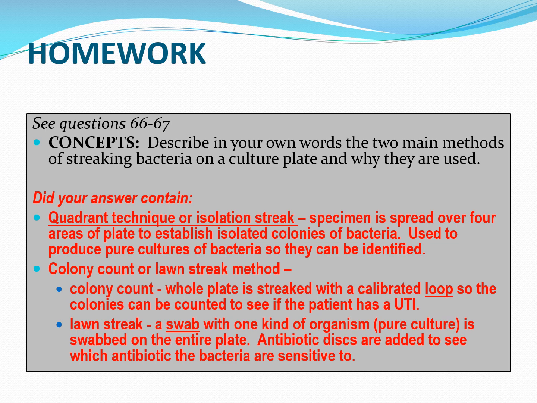Colony count or long streak method. Colony count is a whole plate streaked with a calibrated loop so the colonies can be counted to see if it's a urinary tract infection. Remember, we have a threshold. If it gets to X amount of colonies, then we say, yes, they have a urinary tract infection. If it's in a middle area, then we say that's a possible urinary tract infection. And if it's below that, then we say it is not a urinary tract infection. And remember, long streaking is a swab with one kind of organism from that pure culture swabbed onto the entire plate. Then antibiotic discs are added to see which antibiotic the bacteria are sensitive to.